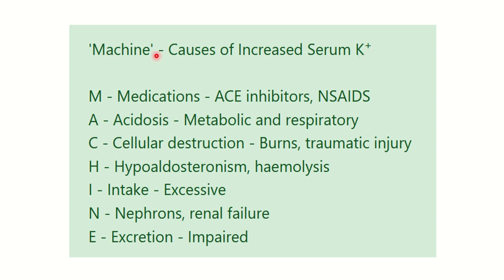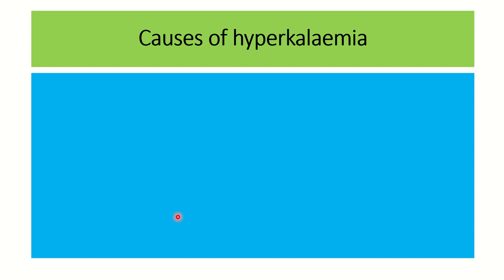Here is a mnemonic. M is for medication, such as angiotensin converting enzyme inhibitors and NSAIDs. SA is for acidosis, metabolic and respiratory, in case of both. C is for cellular destruction such as burn and traumatic injury. H is for hypoaldosteronism and hemolysis. I is for intake, that means excessive intake of potassium. N is for nephrons and renal failure, that means renal tubular acidosis. And E is for excretion impaired. So here we can see the causes of hyperkalemia: acute renal failure.